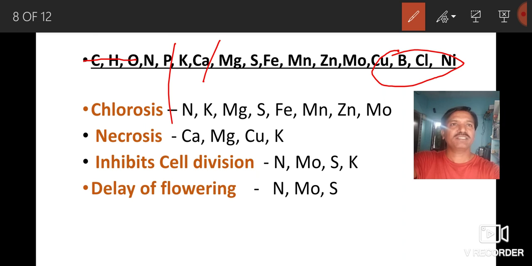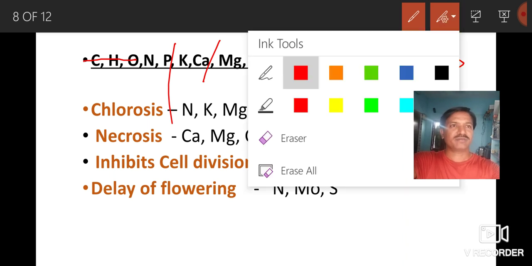N, P, K, Ca, Mg are macro elements. Of these, there is no chlorosis for phosphorus and calcium. The remaining deficient elements show chlorosis. And among micro elements, from iron to nickel, Fe, Mn, Zn, Mo deficiency shows chlorosis. And necrosis.